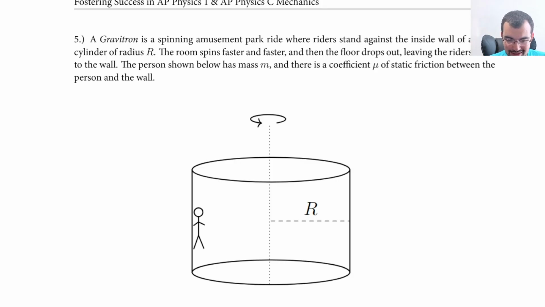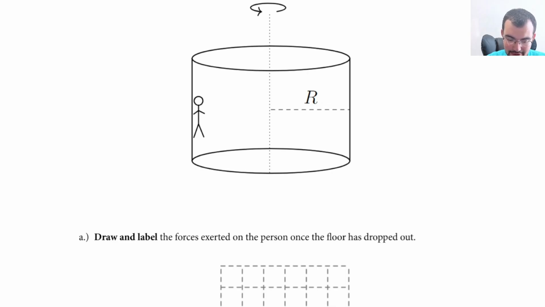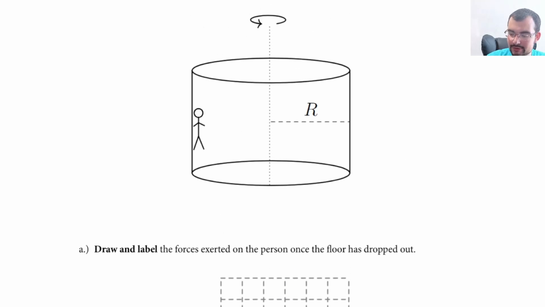So the person has mass m, and there's a coefficient mu of static friction between the person and the wall. So let's draw and label the forces exerted on the person once the floor has dropped out. So they are just floating there. Well, the force we can get for sure, of course, we know it. It's gravity, Fg.